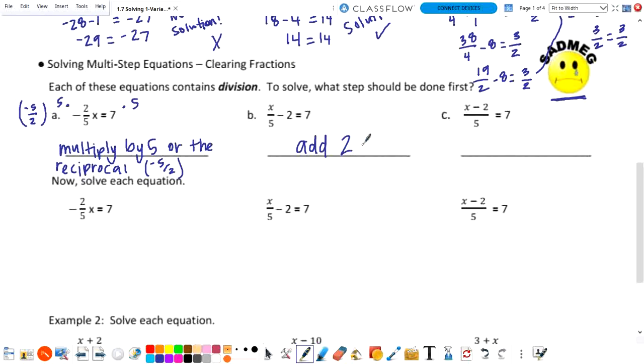All right, looking at C, x minus 2 over 5 equals 7. So we want to get rid of that 5 first, so that's being divided. So in order to get rid of that 5, we're going to multiply by 5.